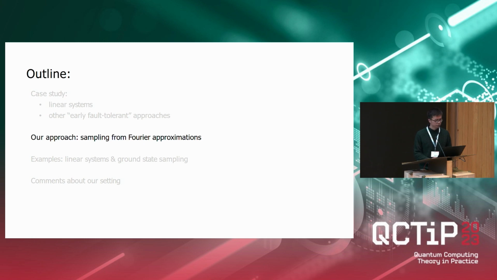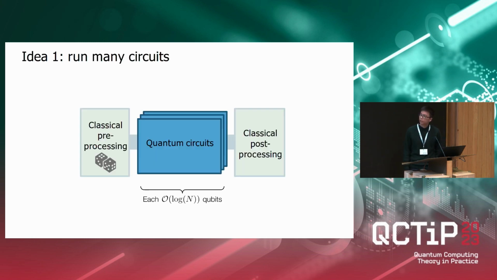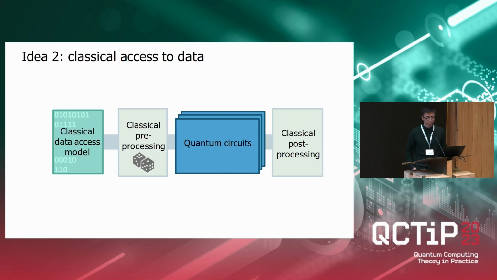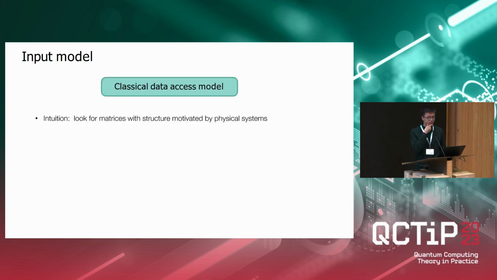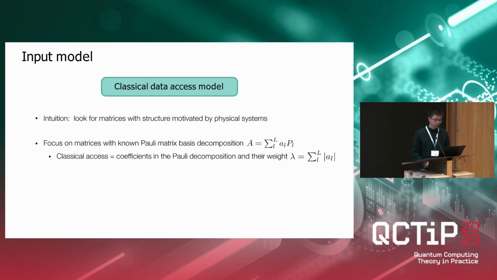So now we can move on to our approach. The first feature of our approach will be similar to other early fault-tolerant approaches. So we'll run many quantum circuits, each of them of small size. And the second feature will be that we'll try and remove this quantum access to the data, right? And we'll replace it with some classical data access model. And then we can ask what classical data access model might work or might be interesting. So the intuition in our work is to think about matrices with structure motivated by physical systems. So we focus on matrices with a known Pauli matrix decomposition. And so classical access here will correspond to knowing the coefficients in the Pauli decomposition and their weight, which is the L1 norm of the coefficients.